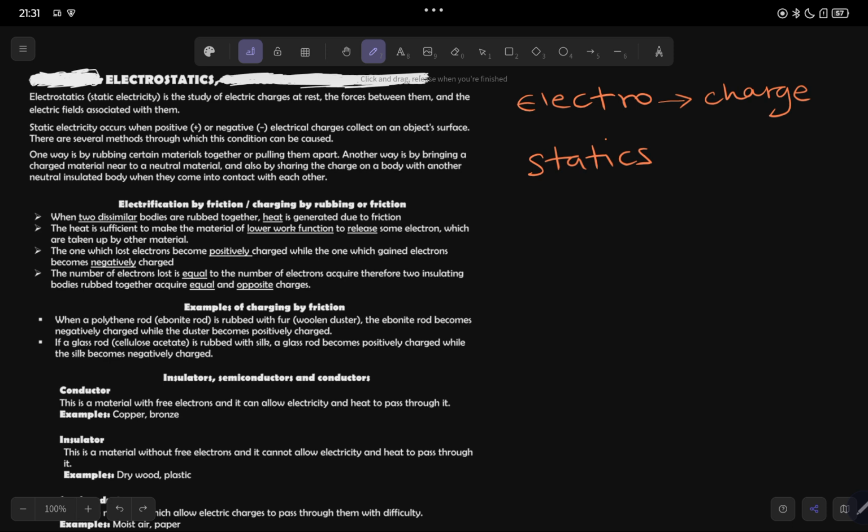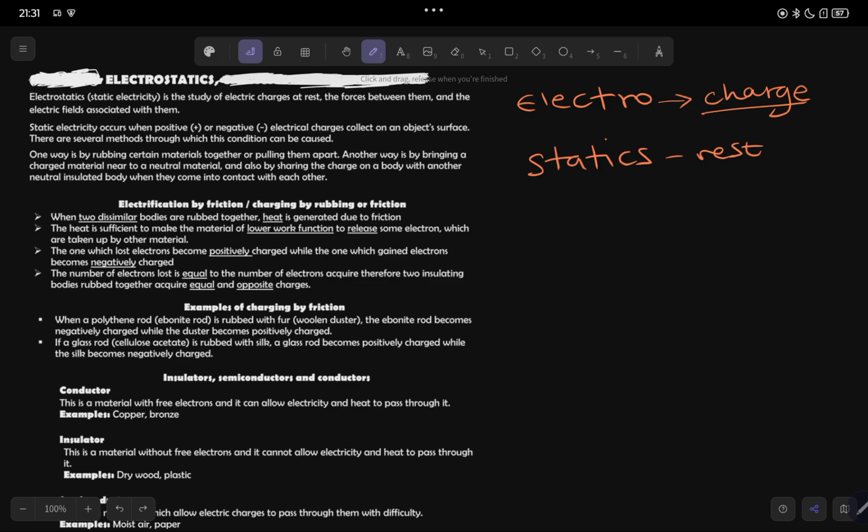Then statics is a study of, when something is static, then it's not in motion. So the study of something which is not moving is what we call statics. So electrostatics is the study of electric charges at rest or that are not moving.